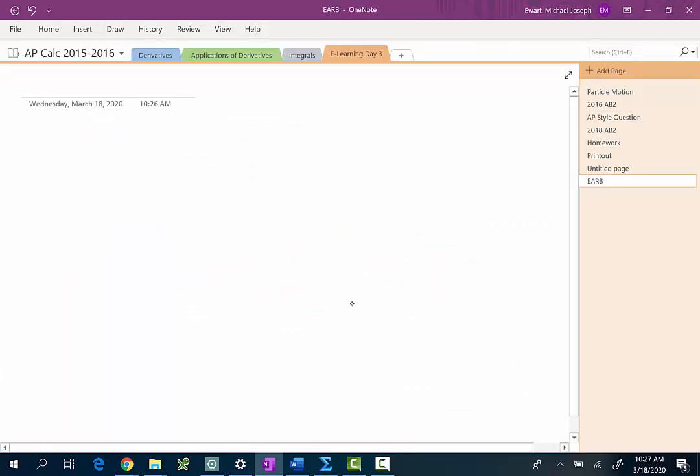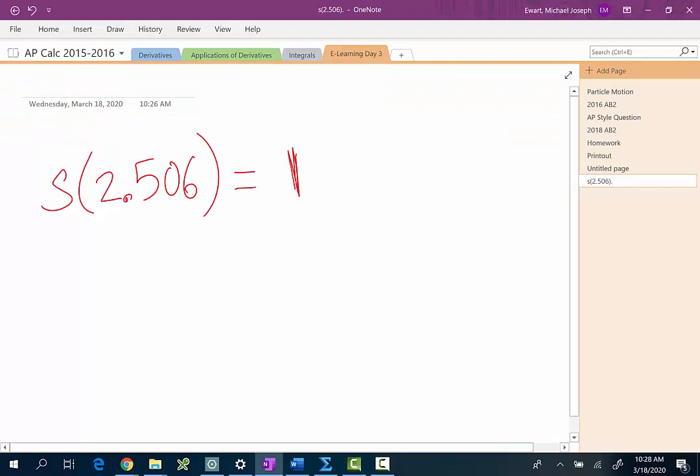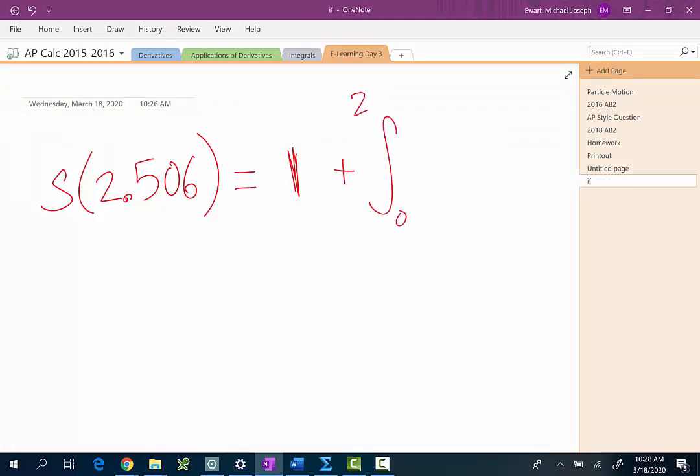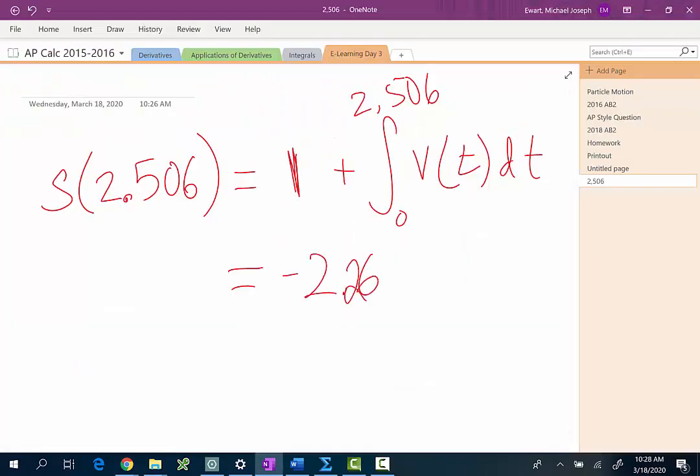Even though it says the word distance, because it says distance between particle and origin, that's actually more the definition of position. So we want to know the position at 2.506. We say the starting point 1 plus the integral from 0 to 2.506 of v of t dt. When we do that, we get negative 2.2655. Right now, that's our position.